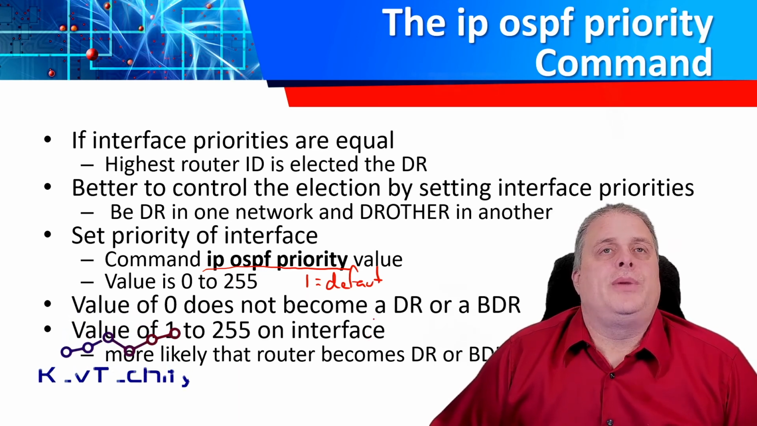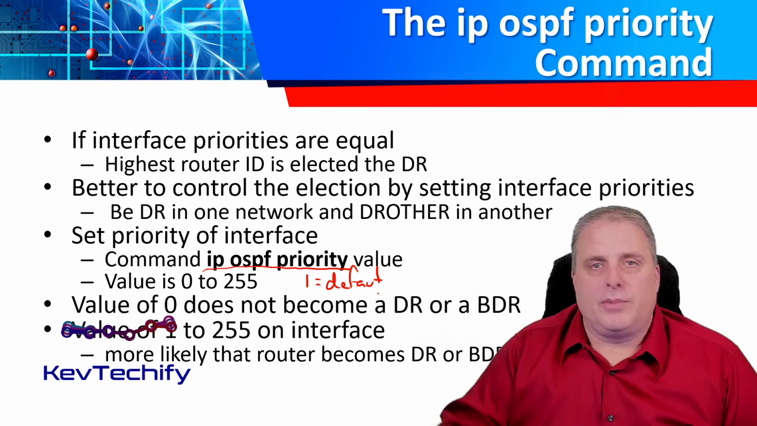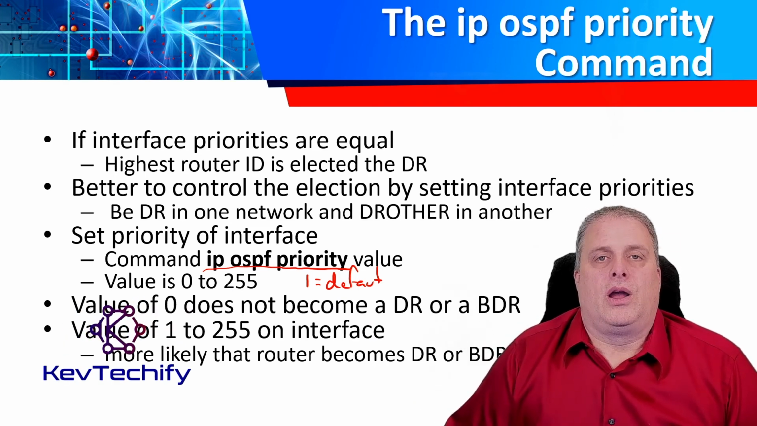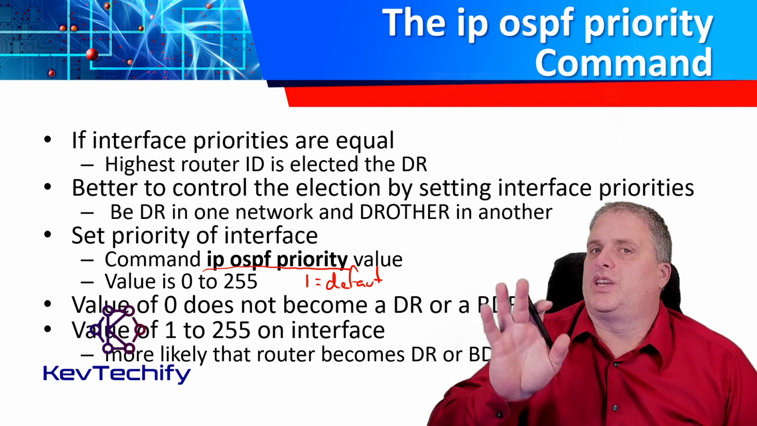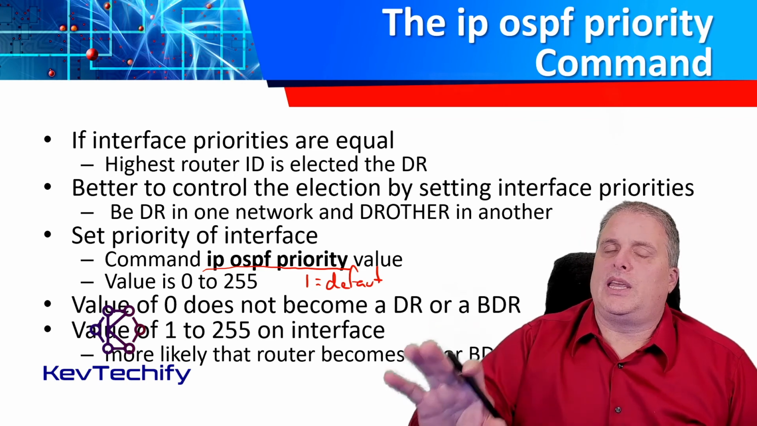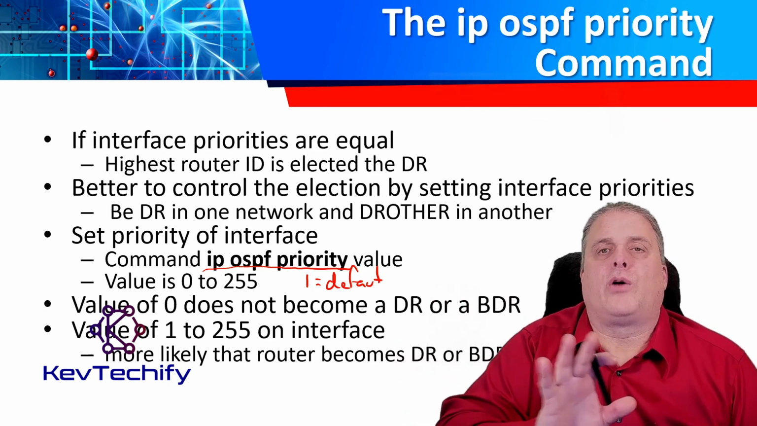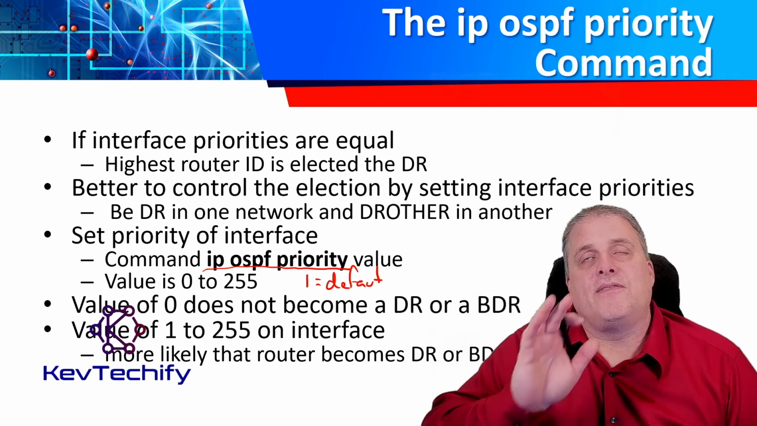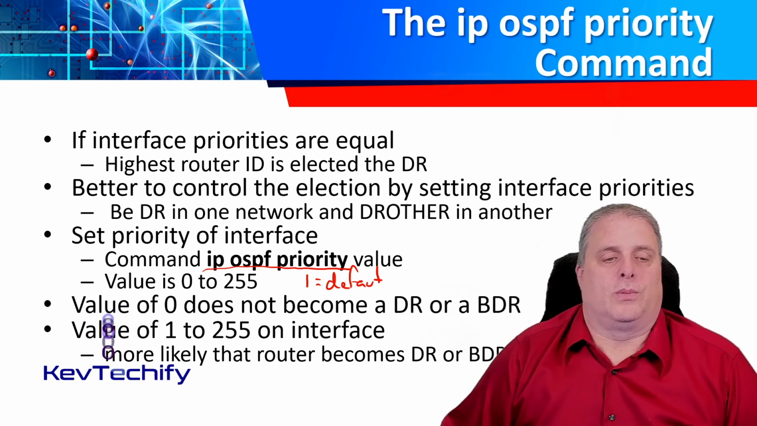If you set the value here to 0, it's not going to participate in the election process. It will never become a designated router. It will never become a backup designated router. Maybe it's an older one, maybe it's congested, maybe you just want to keep all that traffic off of a router for some reason. Set that value to 0.